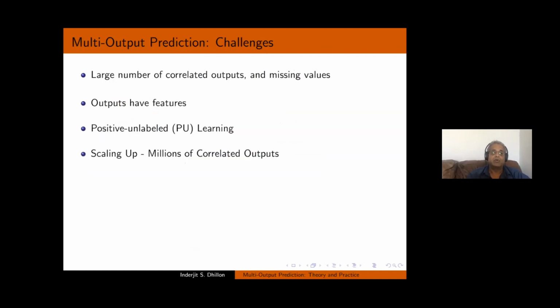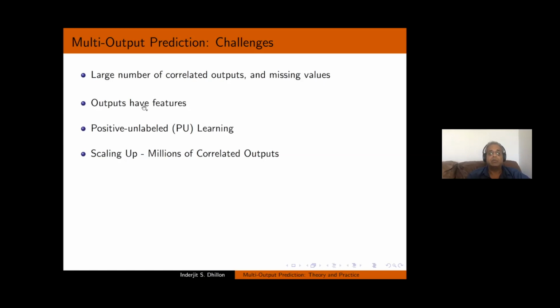Okay, so these are some of the challenges that one encounters in multi-output prediction. Here I have listed the challenges that I will talk about. So, a large number of outputs, but the outputs are usually correlated and they may have missing values.